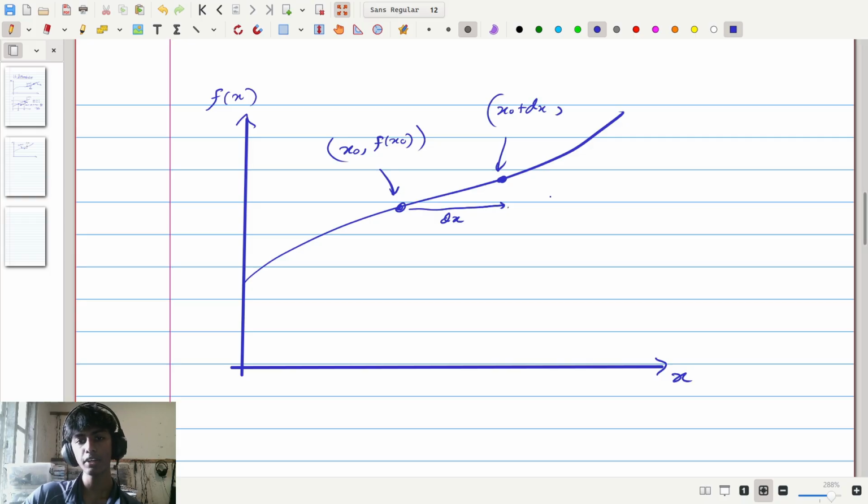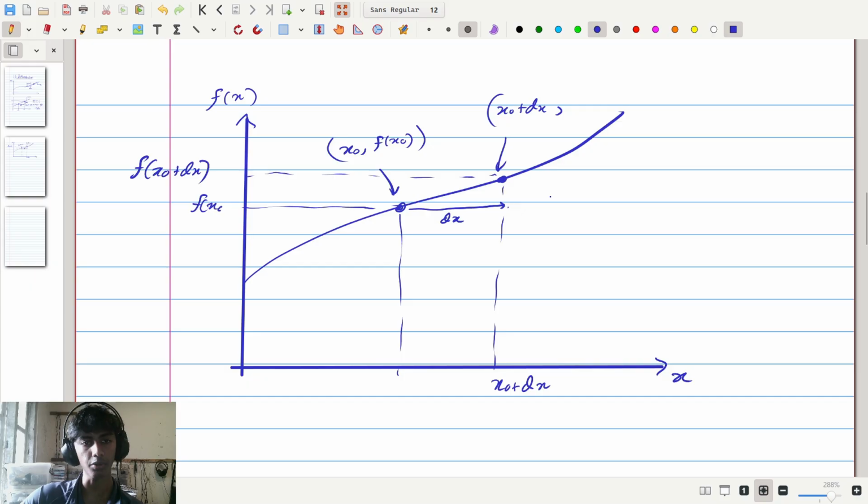Similarly, if the x coordinate of this point here is x0 plus dx, then the corresponding y coordinate should be f of that value. So this y coordinate here is f of x0 plus dx. Similarly, of course, the original coordinate that we had here is f of x0. Now, I'm going to call this change in height here dy. It is the change of the y-axis, in this case f of x, actually we'll call it d of f of x.